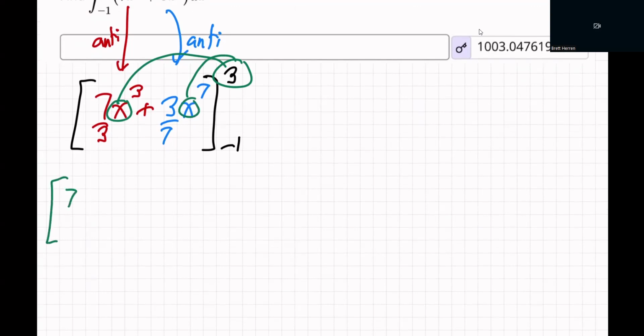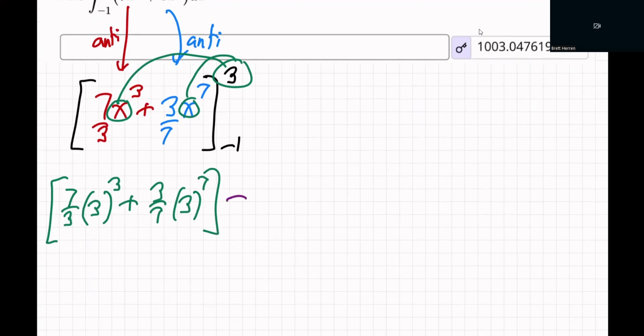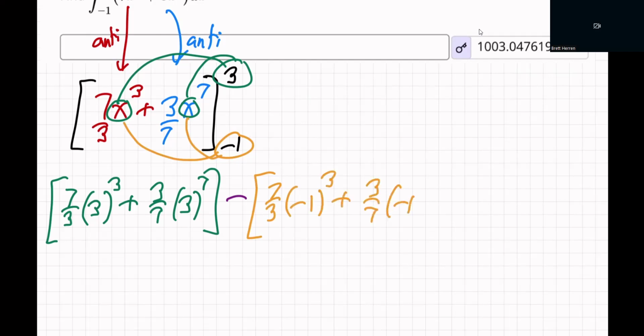So we'll get 7/3 times 3 cubed plus 3/7 times 3 to the 7. There's a lot of 3's and 7's there. And then minus, and now we're going to take the lower bound and plug that in for x. 7/3 times -1 cubed plus 3/7 times -1 to the 7th.